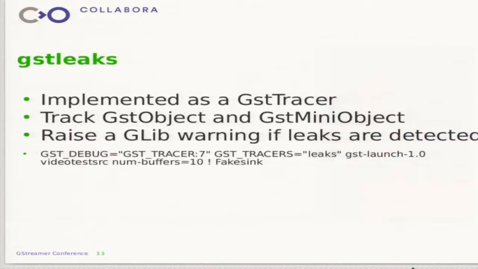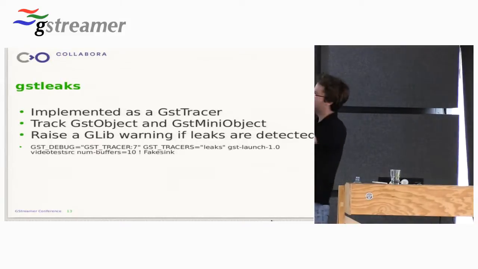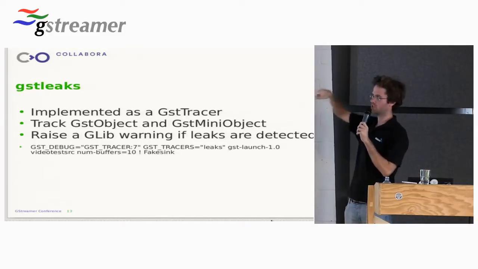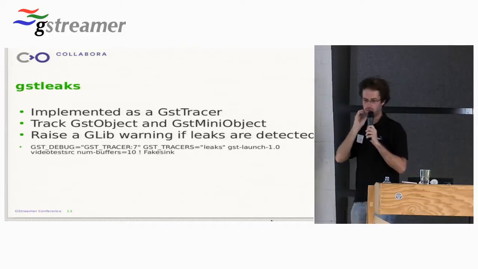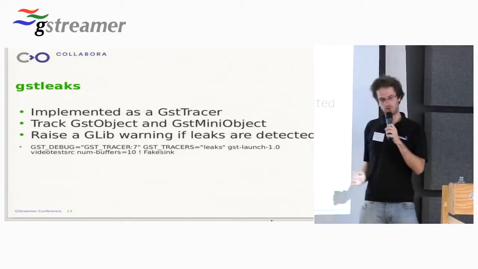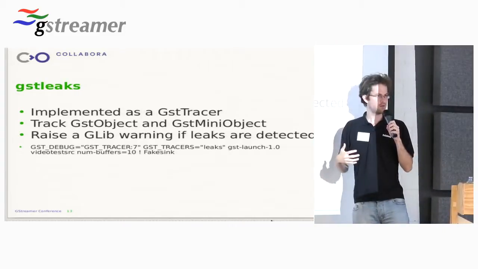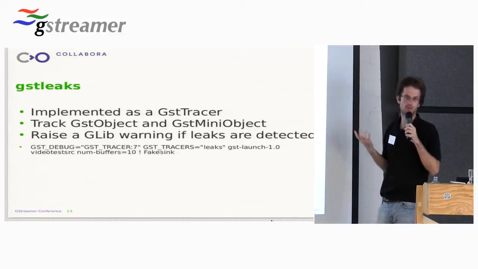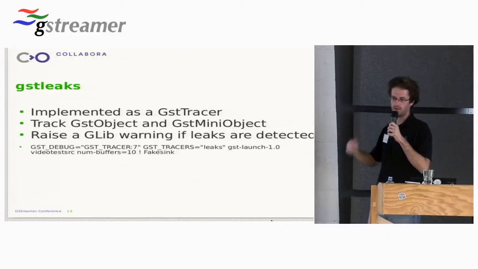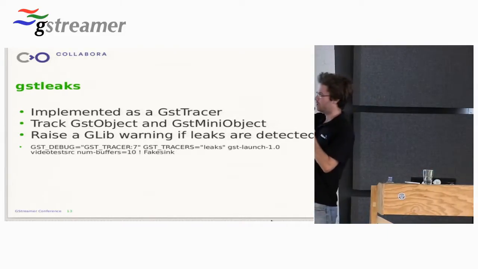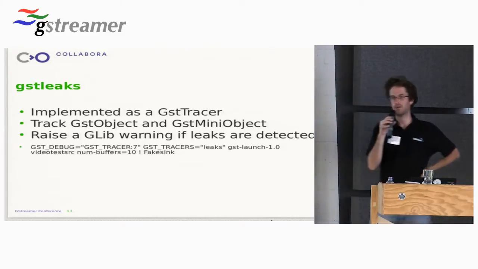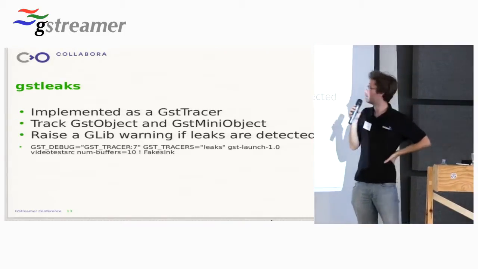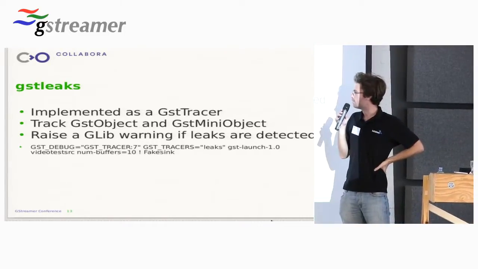And I introduced a new Gst-tracer, which I call Gst-leaks, which is going to track all the creation of objects and mini objects, and all the destruction as well. When your application is being terminated, it will list all the objects which are still alive, so which have been leaked because they have not been destroyed at the end of the application, and raise a g_warning, which is very useful if you are running a QA tool. You can just set this one as fatal, and that will be detected by your QA program.